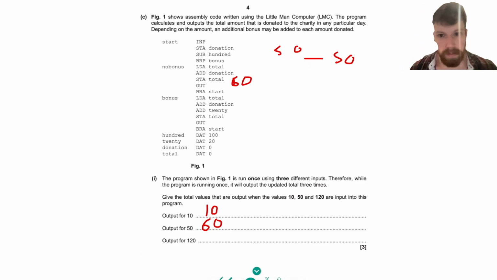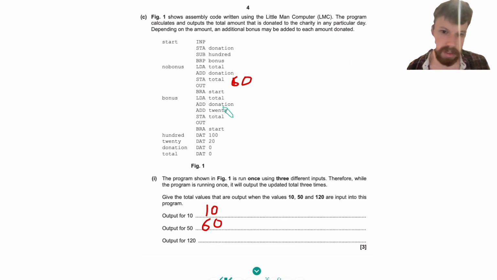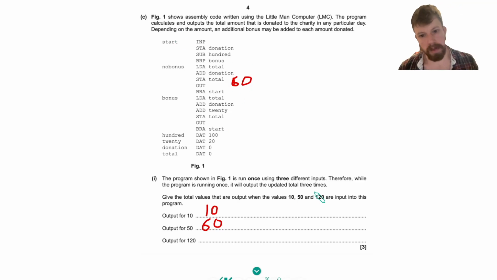Then we get to the last one. Just take these off. Okay, and then the final one. So we're going to jump back up to the top, BRA back to the start. And then we've got 120. Store that in donation, so we've got that in 120. We're going to subtract 100, which is actually going to be 20.